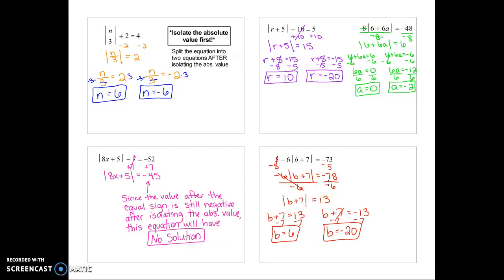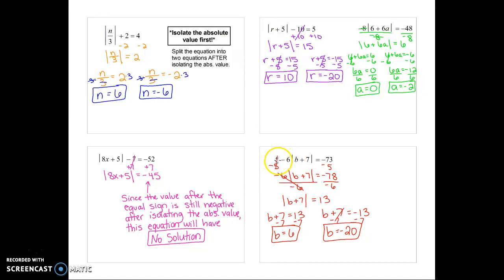All right, last example, and this one's a little bit tough, but you have to make sure that you realize what operations are currently happening so that you can figure out how to undo them. We have 5 minus 6 times the absolute value of b plus 7 equals -73. This -6 is being multiplied times the absolute value because there's no symbol in between them. That means it's multiplication. So I'm going to have to deal with that last.